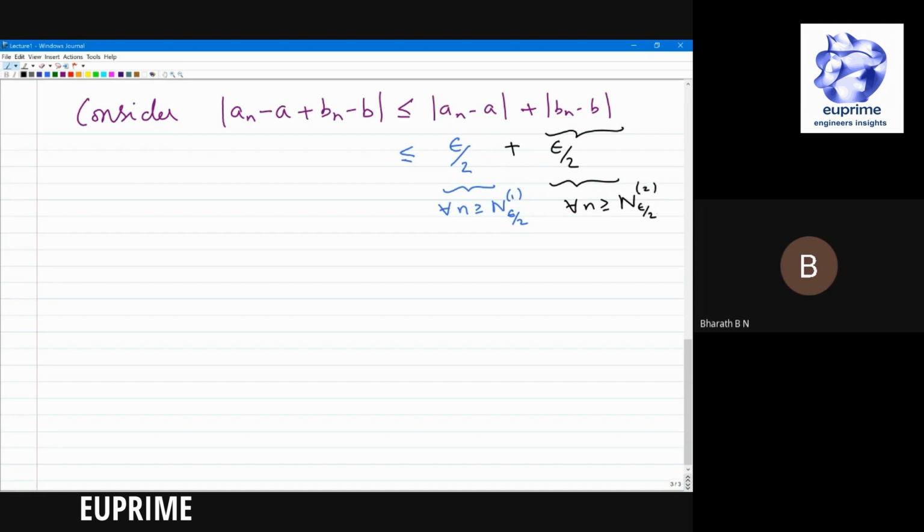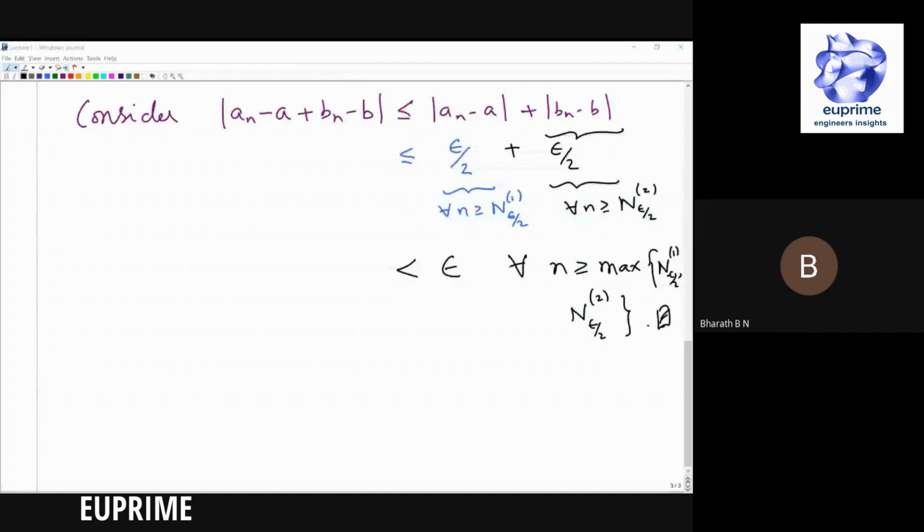Well, both will happen provided n is sufficiently large. It should be larger than the maximum of these two, right? If N_{epsilon/2}(1) is 100 and the other one is 150, then you take capital N_epsilon to be 150, then it will be always true, right? So this is less than epsilon for every n greater than or equal to max of N_{epsilon/2}(1), N_{epsilon/2}(2), right? Is this clear? So that's QED, right? So you're done. Okay. So was there a question?